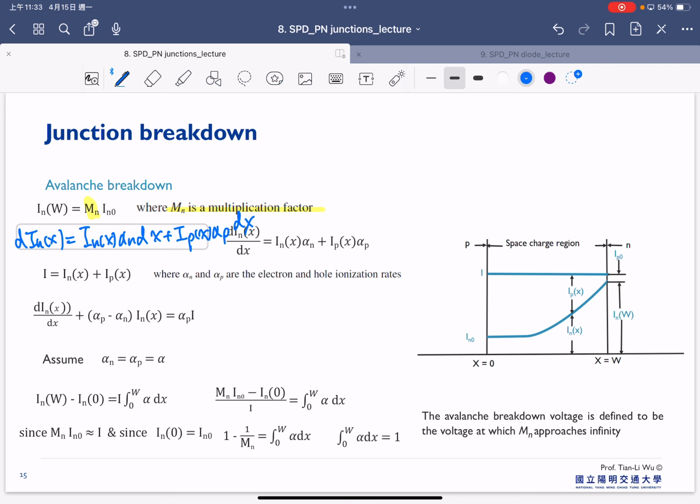This is because once the avalanche process happens, we create the additional electron and hole pairs at the same time. So we will create the additional electron current and hole current. So this is alpha n, this is alpha p, where alpha n and alpha p are the electron and hole ionization rates. This is because we create the electrons and holes at the same time due to impact ionization. And we can do some calculation. We assume the impact ionization rates for the electrons and holes are the same. Therefore, we can simplify this one. And in the end, we have this one.